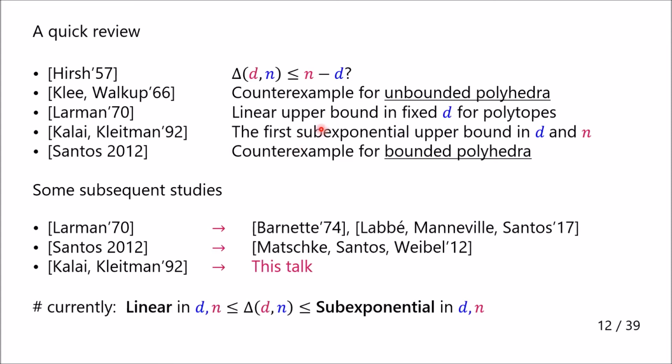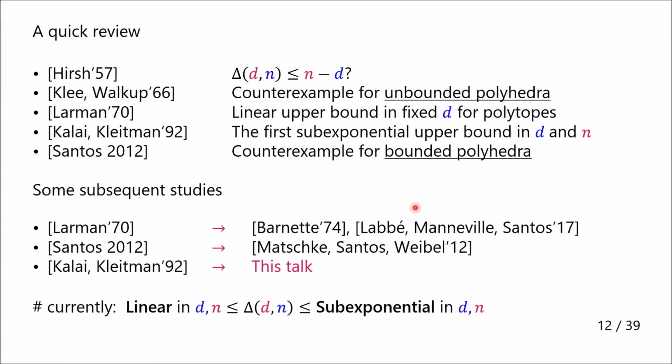Okay, and the first sub-exponential upper bound, often called the quasi-polynomial bound, was shown by Kalai and Kleitman in 1992. These results were improved and extended in subsequent studies. For example, Rahman's bound was improved by Barnette and also extended to general polyhedra in this paper. And Santos' counterexample was refined in this paper, providing a new counterexample in a lower dimension.